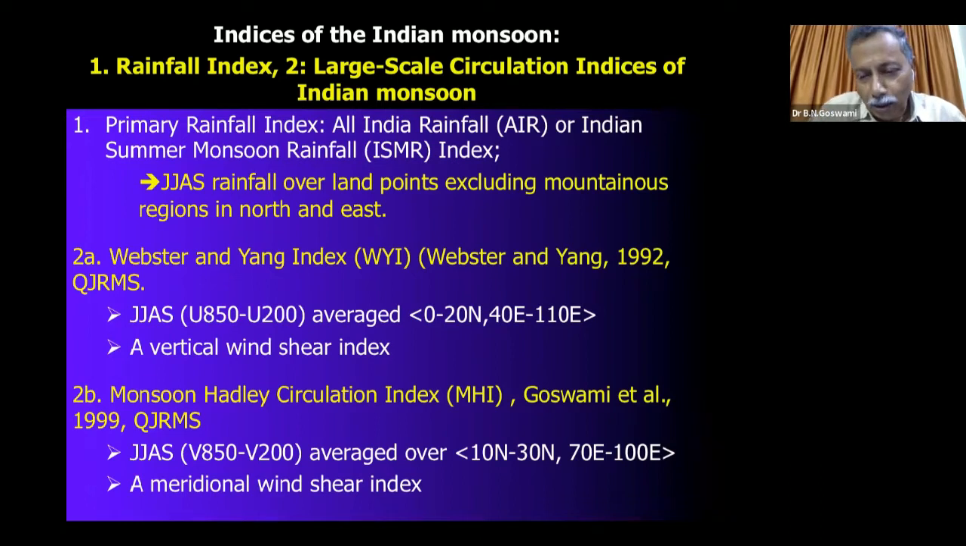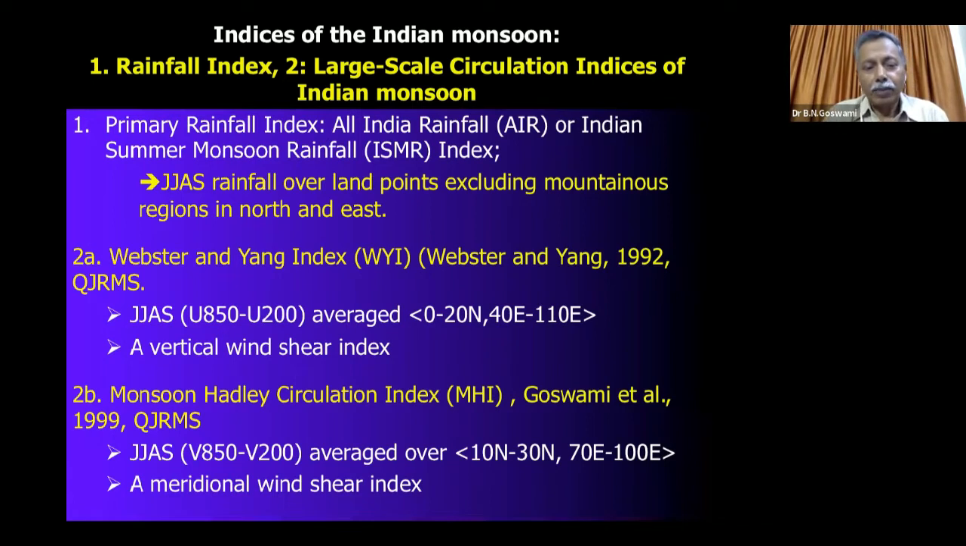Therefore, the zonal winds at the lower level must be opposite to the upper level winds, and therefore a vertical shear will encapsulate the response of the winds to the heating. So that's one way. Another index that we described some time back was an equivalent but different one.